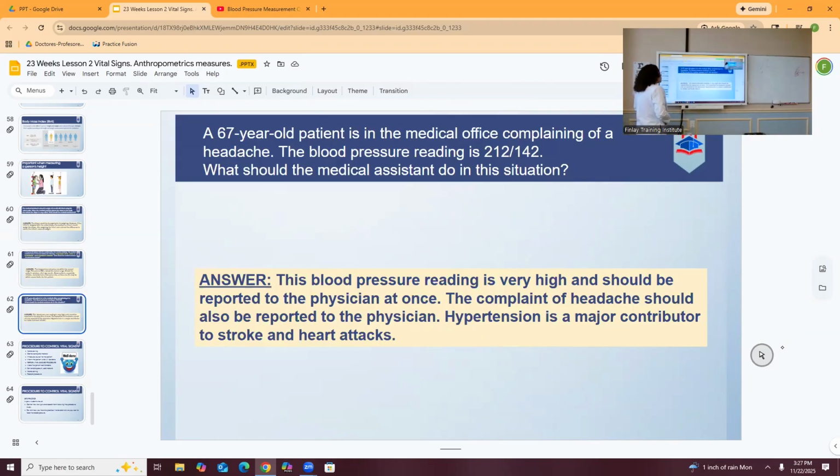And the second one, we are going to make this patient a priority, and we're going to report it to the doctor because this patient probably needs to go to the ER. Why? Because the blood pressure is high and the patient has symptoms, which is the headache, okay? High blood pressure and headaches is a high risk for stroke. So the patient is already having that headache that can be a sign of a stroke going on.